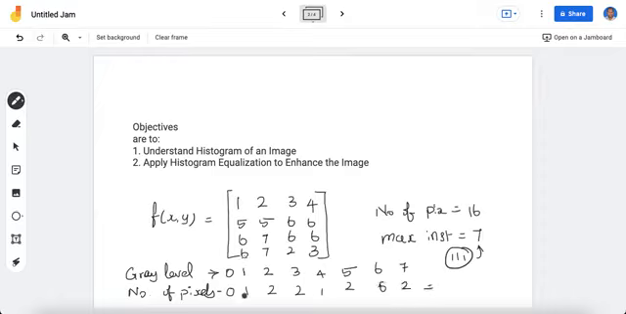So the total number of pixels is 0, 1, 3, 5, 6, 8, 14 and then 16. So I am meeting my requirement. This is what we call a histogram.